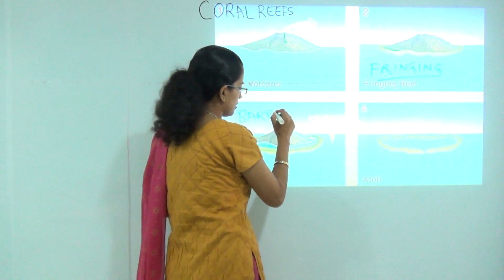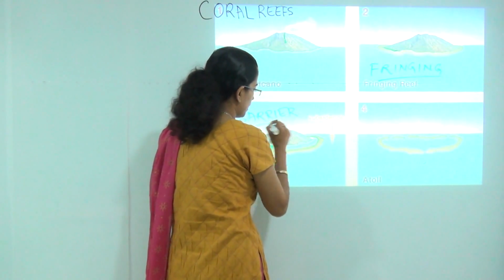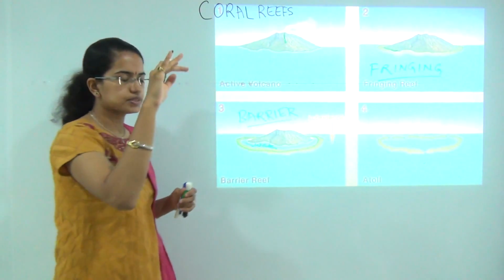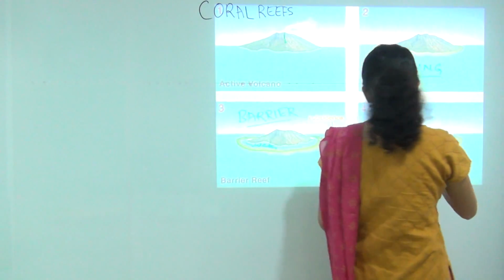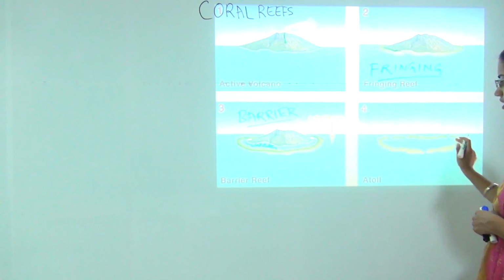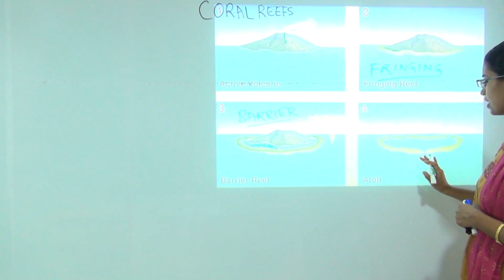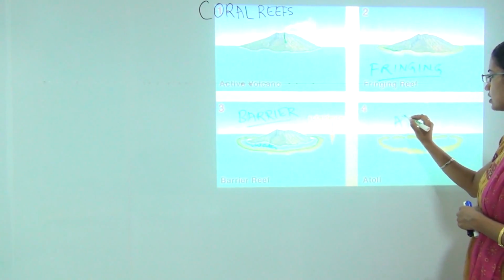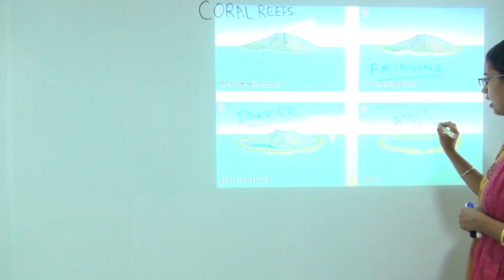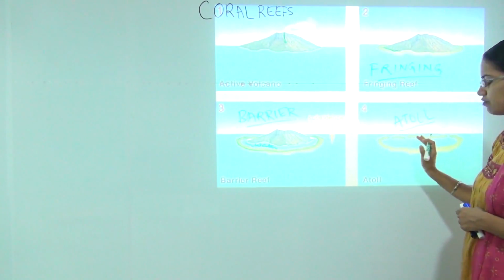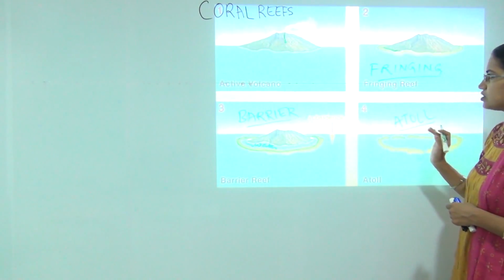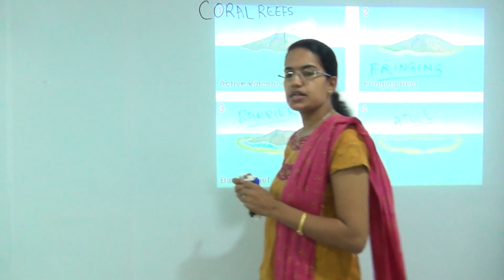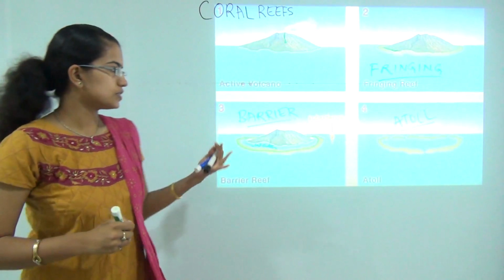and this phenomenon is known as barrier reef. And finally, under the process of subsidence, this volcano subsides beneath the water, and there is only the reef that you can find, and this reef is known as atoll. So you have the reef which is formed, and within the reef you have water. So this is how the development of the coral reefs takes place.